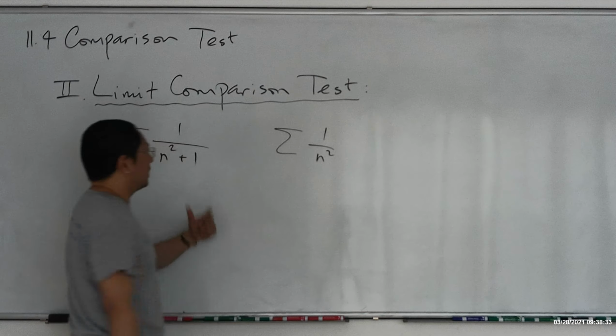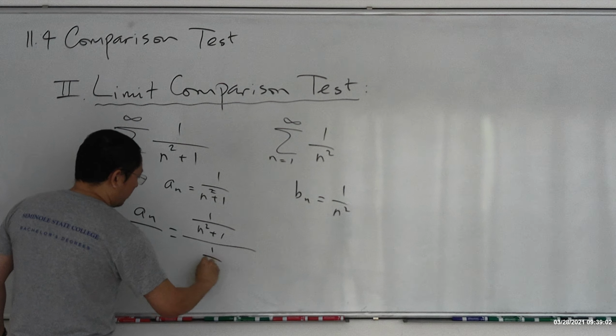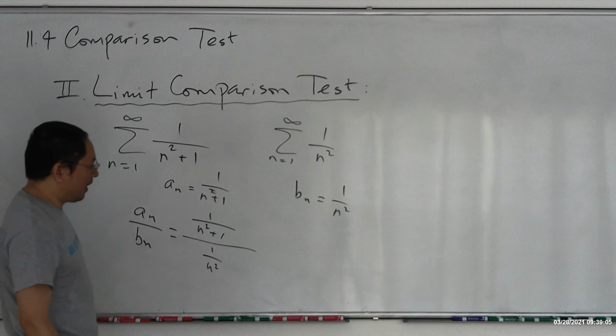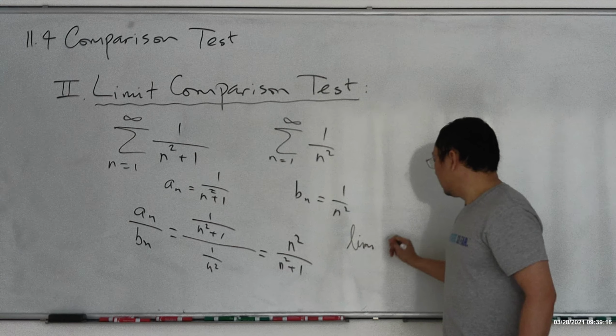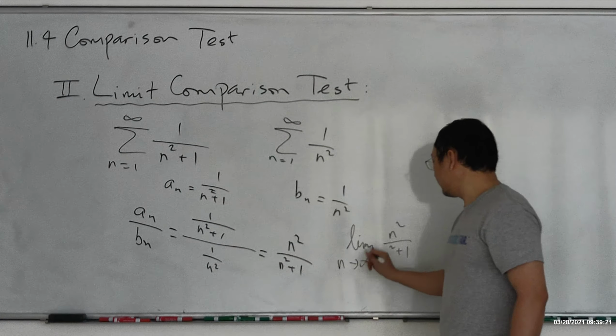Alright, so instead of comparing this number to that number, by the way, a_n is equal to 1 over n squared plus 1, and b_n is equal to 1 over n squared. I'm going to take the ratio, a_n over b_n, which is 1 over n squared plus 1 over 1 over n squared. Dividing by a fraction means multiplying by its reciprocal. This is equal to n squared over n squared plus 1. Now I'm going to take the limit of that: the limit of n squared over n squared plus 1 as n goes to infinity.